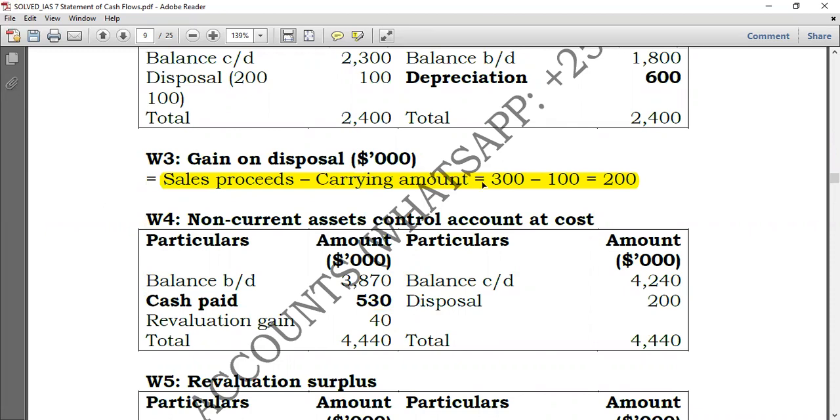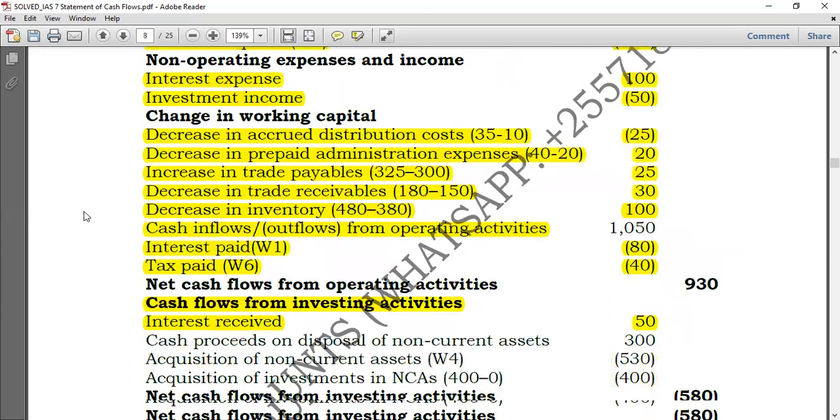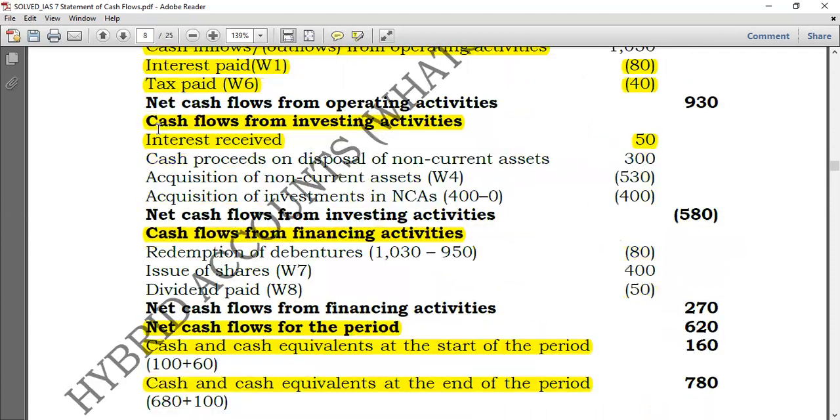Since it's 300, it means I received this cash, because we are not told that cash was not received. So I received cash, and we say cash proceeds on disposal, which is an investing activity. Any acquisition or disposal of non-current assets would be under investing activity. So we come to investing activities here, and we say cash proceeds on disposal of non-current assets, that is 300, and I'm done.